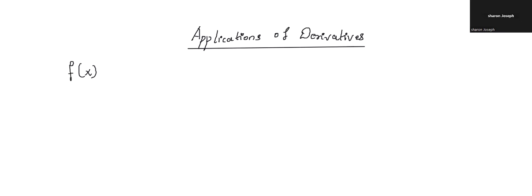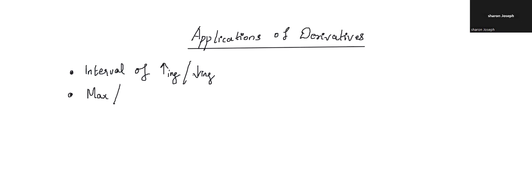So if you want a proper graph with all its important characteristics, derivatives will help us. Derivatives will help us find on what interval the given function is increasing or decreasing. First of all, let me write it over here. That's the first thing. The second thing is the relative maxima or minima, like where is the maximum or where is the minimum of that function. Then the third point is the concavity of that function.